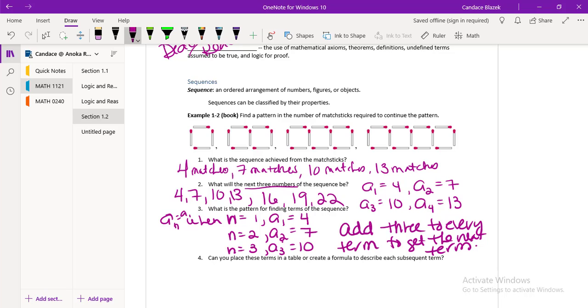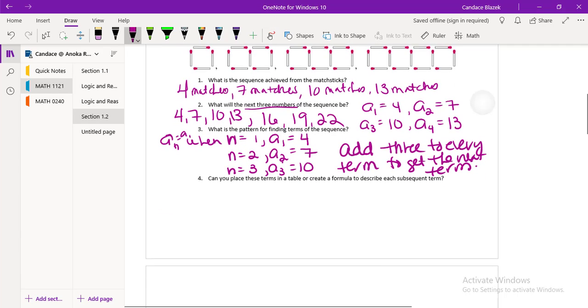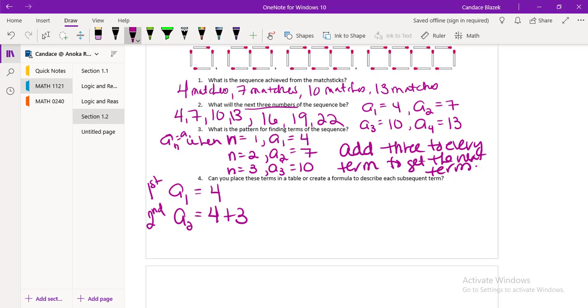Okay. So can we come up with a table? Or can we come up with a formula? The answer is yes. When I look at a sub 1, the first term, I get 4. When I look at the second term, a sub 2, it's going to be 4 plus 3. When I look at the third term, I get 4 plus 3 plus 3, or 4 plus 2 times 3.